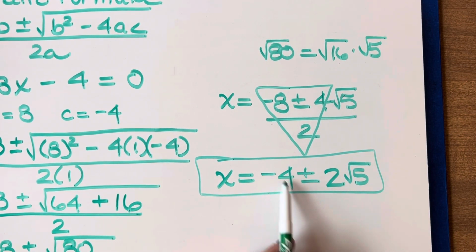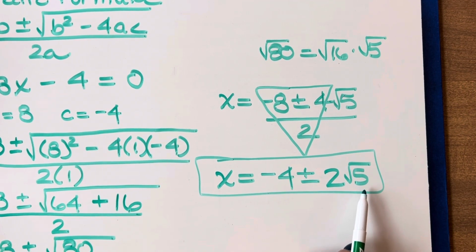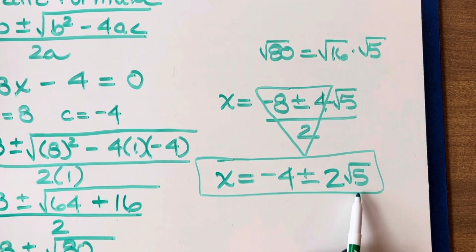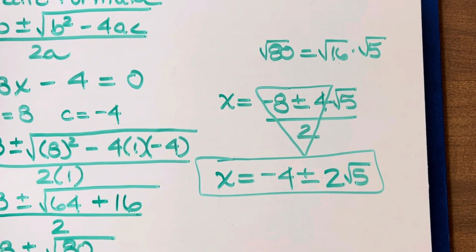x is equal to negative 4 plus 2 square root of 5, or negative 4 minus 2 square root of 5. If you did need to graph this for some reason, you would have to then estimate the radical to get values to place on your graph. But for just solving, you can leave your answer exactly like this, and that is how we use the quadratic formula.